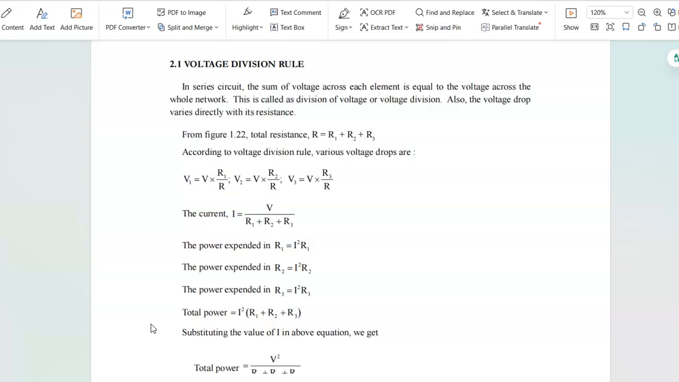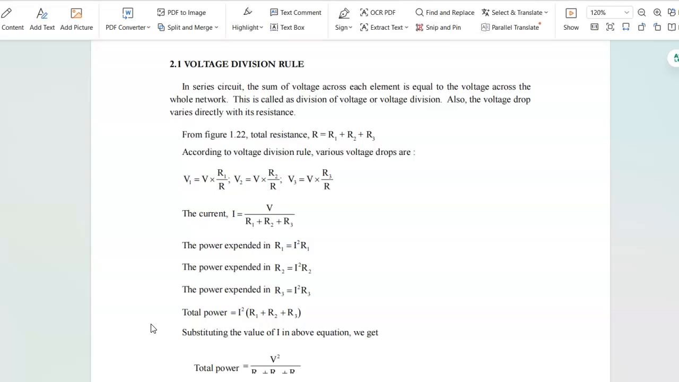So voltage division rule is applicable for series circuit. Series circuit means the connection of components in such a way that the same current will flow through all the components. For example, if you are trying to connect resistances in series, then the end of the first resistance should be connected with the starting point of the second resistance. Similarly, the end point of the second resistance should be connected with the starting point of the third resistance. So this is called series connection.